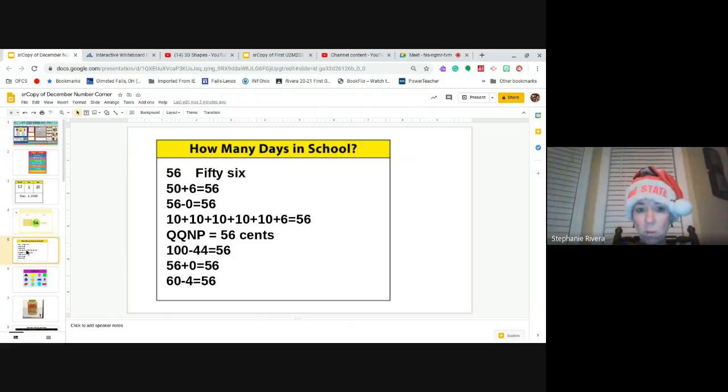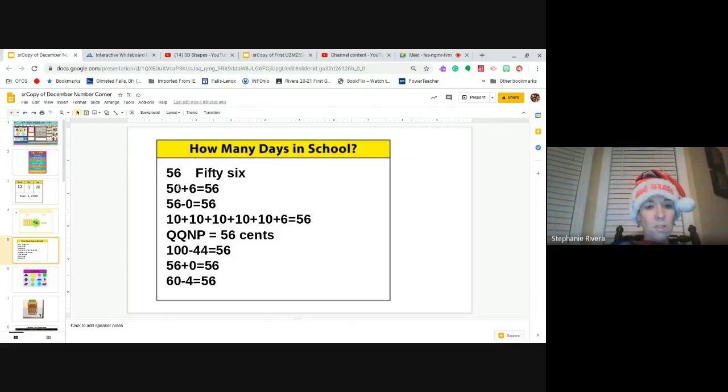Lots of different ways you can make 56. Today I even put it up here in words, 56. One way you could say 50 plus 6 more. We have 56. 56 minus 0 equals 56. We have 10 plus 10 plus 10 plus 10 plus 10 plus 6 more equals 56. We have some money. 25, 50, right? 2 quarters, a nickel, and a penny equals 56 cents.